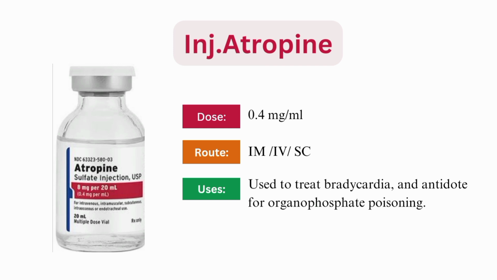So here the dosage: for bradycardia, the usual dose is 0.5 mg IV, repeated every 3 to 5 minutes as needed up to a total dose of 3 mg. In organophosphate poisoning, the initial dose can be 1 to 2 mg IV, repeated every 5 to 15 minutes until secretions are adequately controlled. In pre-anesthesia, dosage varies but is typically 0.4 to 0.6 mg IM or IV.